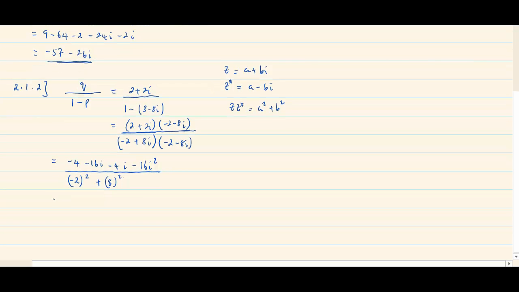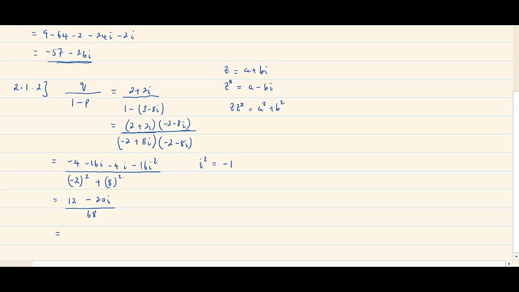Alright, and if I tidy this up, I will get 12 minus 20i, and this whole thing must be divided by 68. So as a side note, you need to remember that i squared is simply equal to negative 1. So minus 16 times negative 1 is going to give me plus 16.